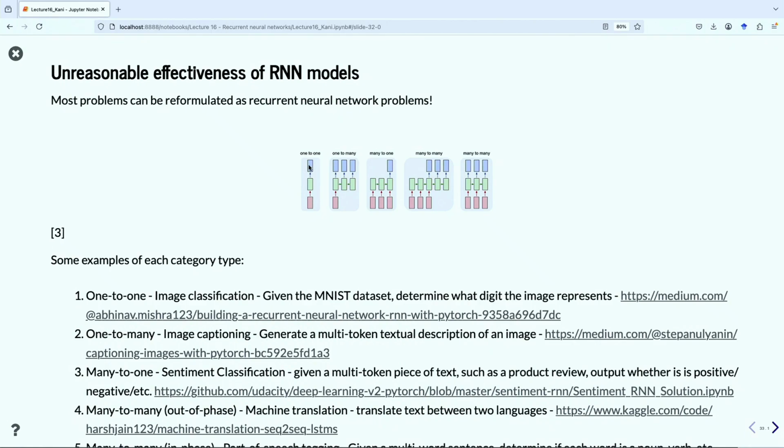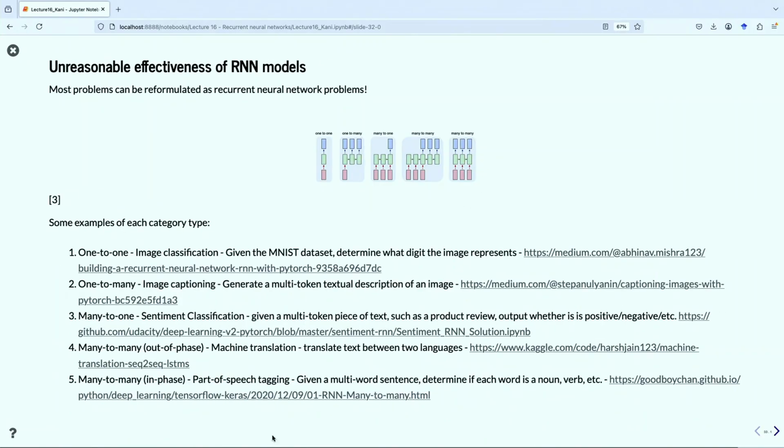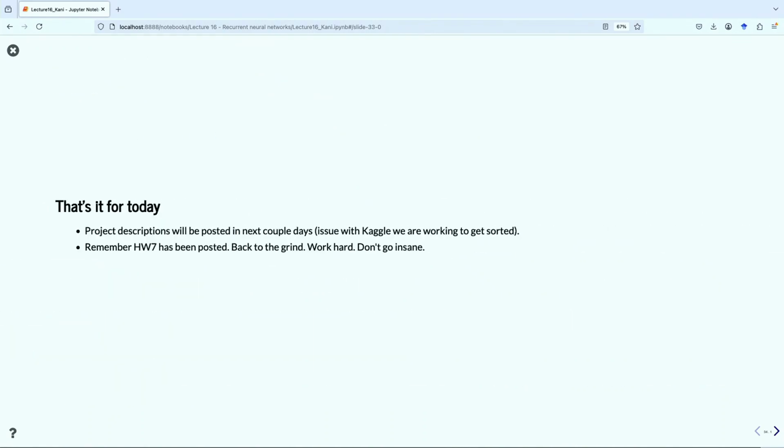There are certain problems that have many inputs to one output. This is like sentiment classification. You get an Amazon review and you want to know if it's positive or negative. There are many problems that are basically many input and many output. This is like translation, part of speech tagging, that sort of thing, many to many. So all these problems could be handled by recurrent neural networks, which is why they're so important.